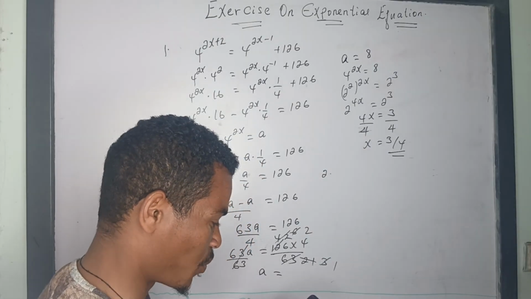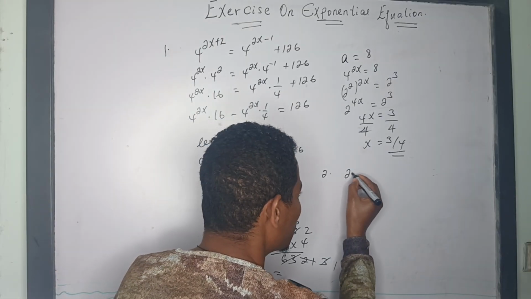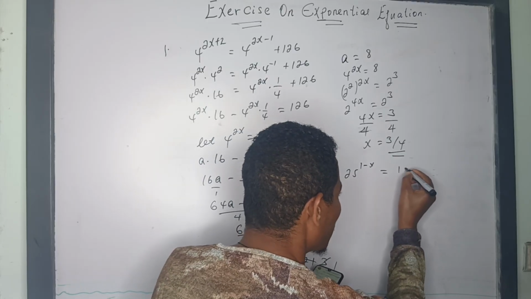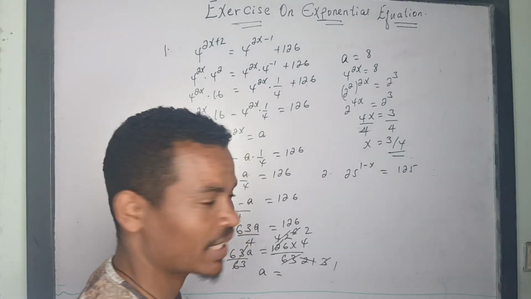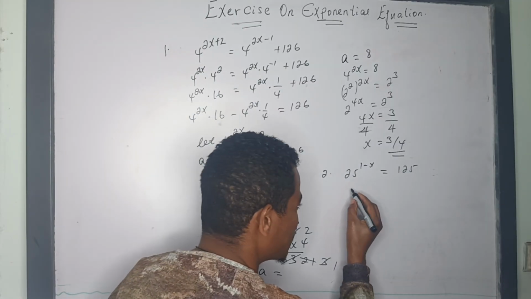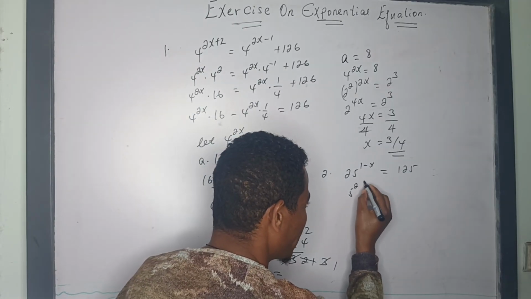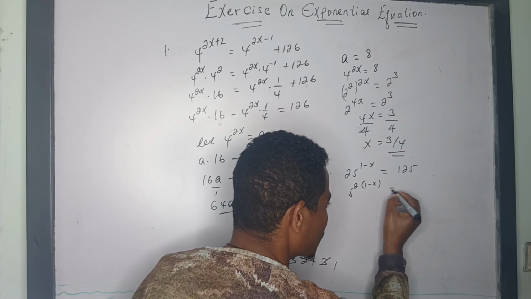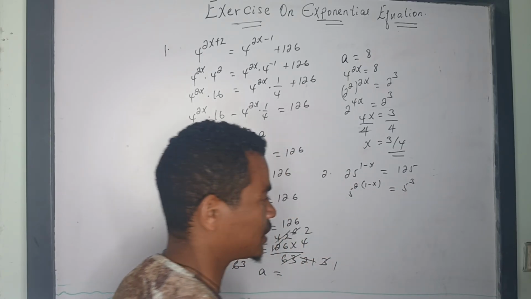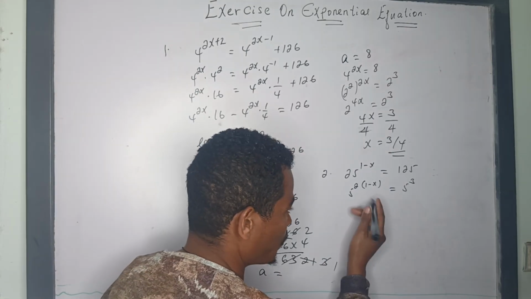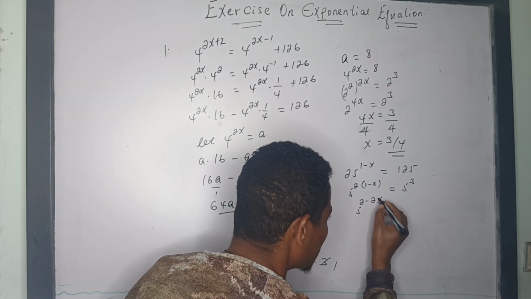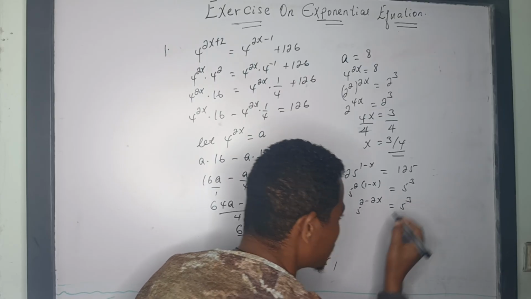What's the solution set of 25 to the power of 1 minus x is equal to 125? Here we have to make the bases the same. 25 is the same as 5 to the power of 2, so 5 squared to the power of 1 minus x is equal to 125, which is 5 cubed. It is the same base. So 5 to the power of 2 minus 2x is equal to 5 to the power of 3.